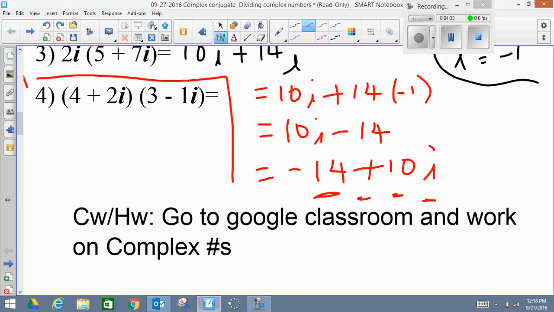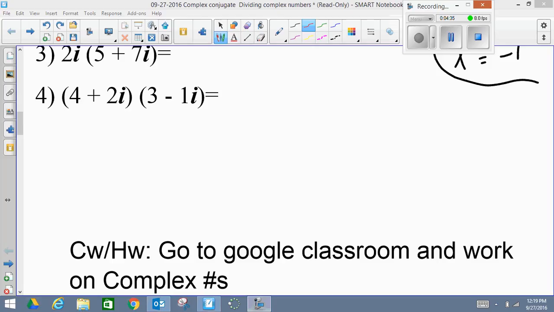The last one. If you notice, there's nothing between the parentheses right there. If there's nothing, that means they're multiplying. So you have to multiply. I'm going to take my first term times both. 4 times 3 is 12. Then 4 times the second term gives me -4i.